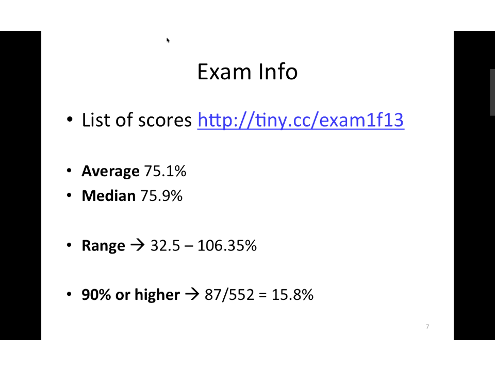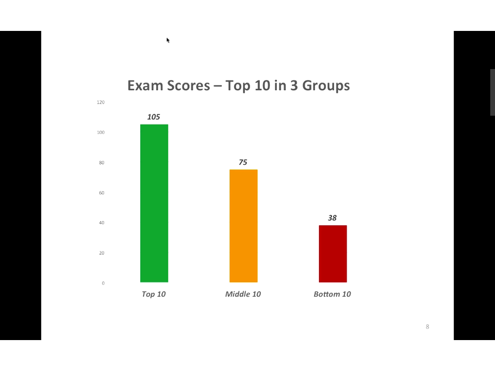And just to tell you the number of scores 90% or higher: there were 87 scores, 90% or higher out of, I guess, 552 scores. So a little over 15% of the class got above 90. There were several in the 80s. And half the class was above 75%. So those are basic statistics on the exam info. And if you want that list of scores, feel free to look at it.